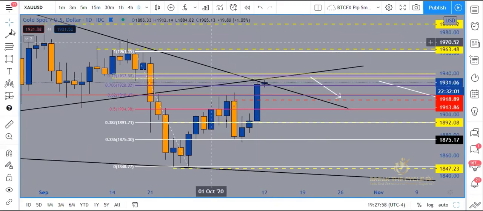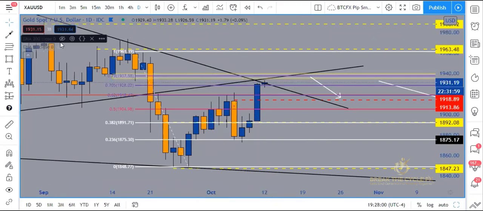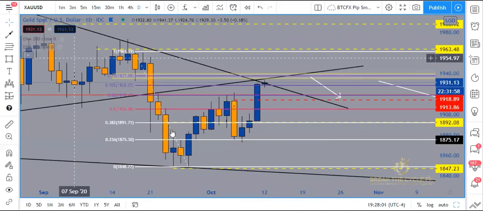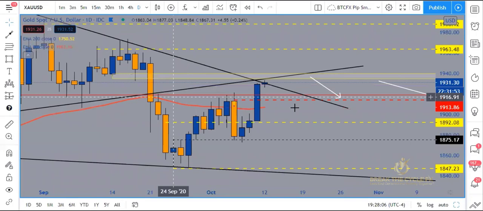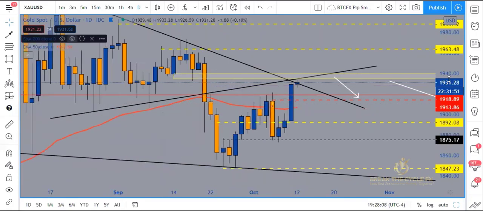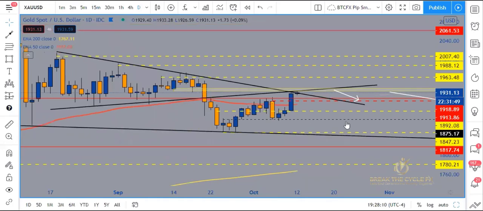I want to throw my EMA 50 on here and my 200 so we can see where everything's lining up. Let me take this fib off for now. What's my EMA 200 on here? Where's it at? All right, all the way down here. All right, cool.